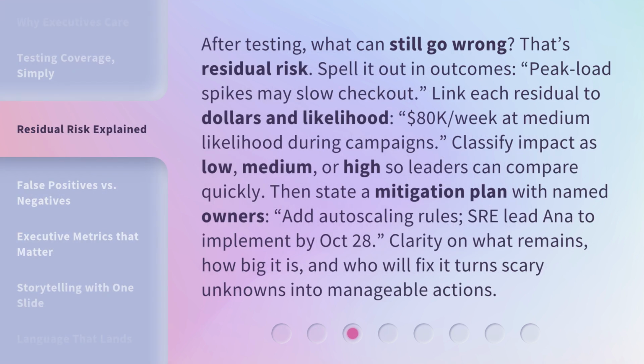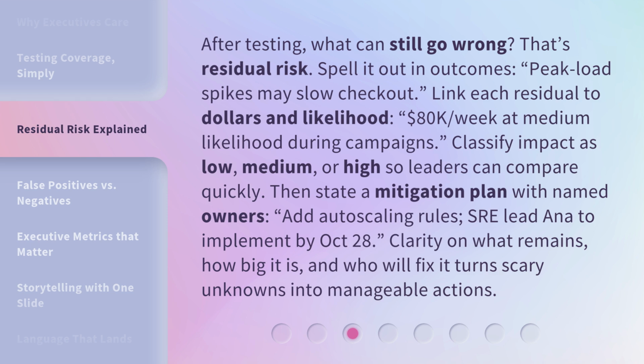After testing, what can still go wrong? That's residual risk. Spell it out in outcomes. Peak load spikes may slow checkout. Link each residual to dollars and likelihood. $80,000 per week at medium likelihood during campaigns.